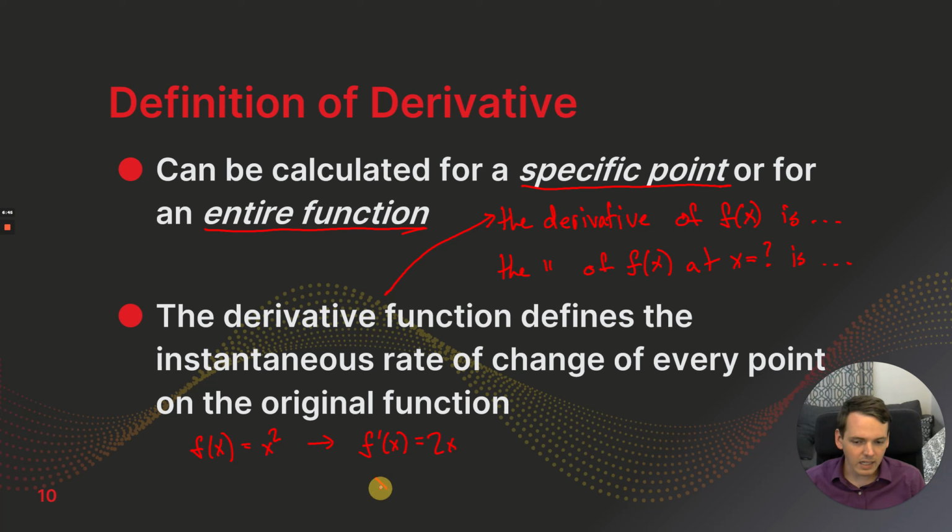And that means at x equals 0, the derivative of f of x, so f prime of 0, is equal to 0. So the derivative of this original function at x equals 0 is 0, because when I plug in 0 to 2x, I get 0. At x equals 2, the derivative at x equals 2 is 4, because I can get that from this equation up here as well. So if you want to find all of the points at once, you find the derivative function. If you just care about one point, you find the derivative at that point.